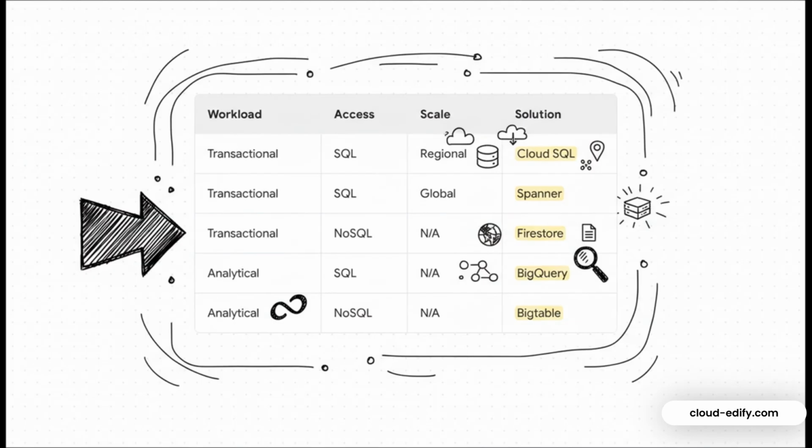And this cheat sheet brings it all home. It's your map. You just follow the path. Let's say your workload is transactional, you're using SQL, and you're operating in one region. Boom, Cloud SQL is your answer. What if it's analytical and you need NoSQL access? You got it, that's Bigtable. Answering those 3 simple questions leads you right to the perfect tool for the job.